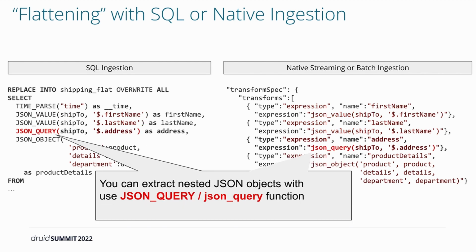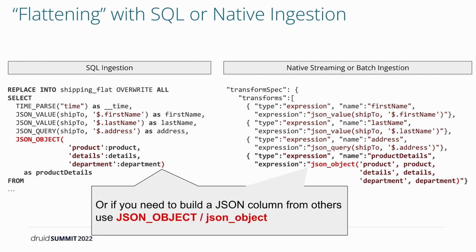You can also use JSON query, which will extract a portion of the JSON structure as a JSON object itself. So address is an example of that, right? Address is a JSON object itself. So you may want to extract that and store that as a single JSON object and still ingest it as JSON. So that's what JSON query would be for.